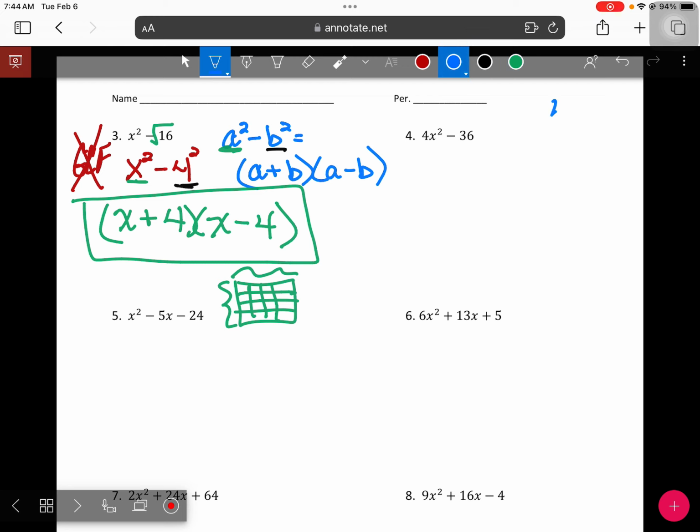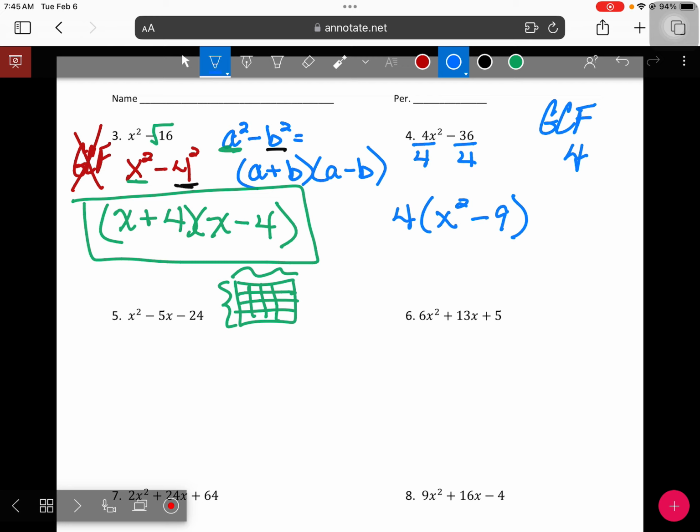What should I do? Look for a GCF because it will make a difference. So do I have a GCF here? Yeah, what is it? 4. Yeah, I can divide both of these by 4. So 4 is my greatest common factor. That factor comes out front. 4 divided by 4 is 1, and x squared is all by itself. Minus 36 divided by 4 is 9.